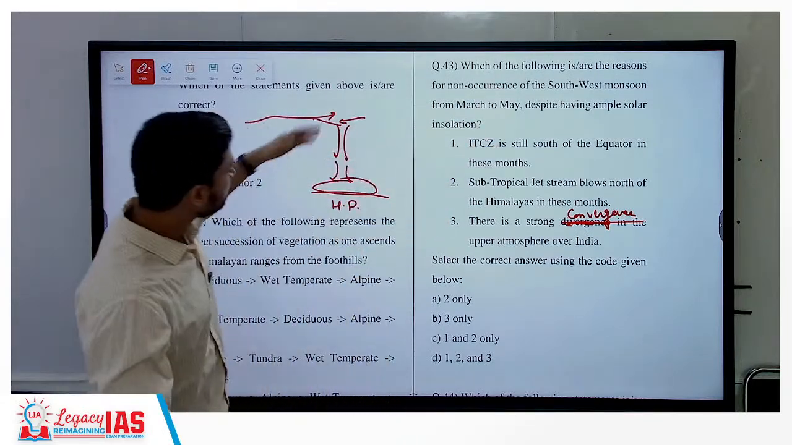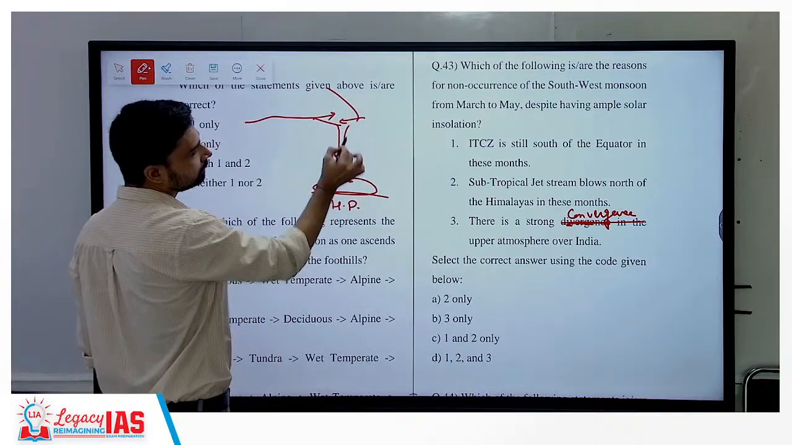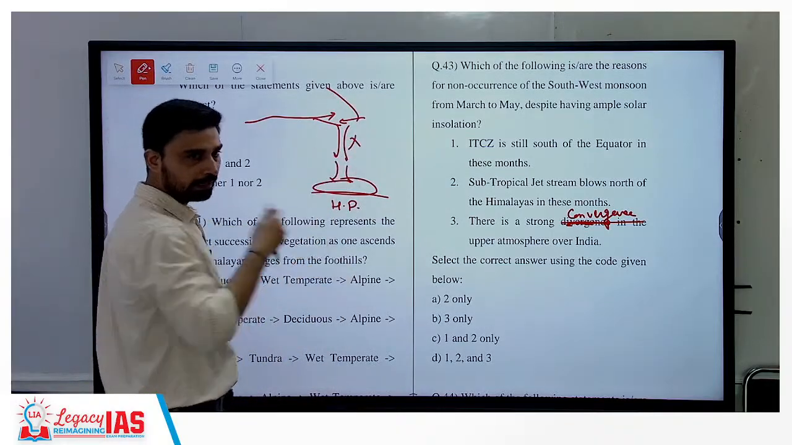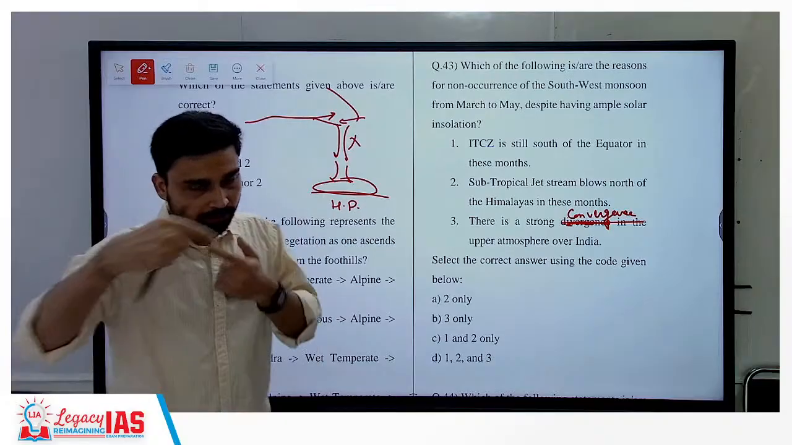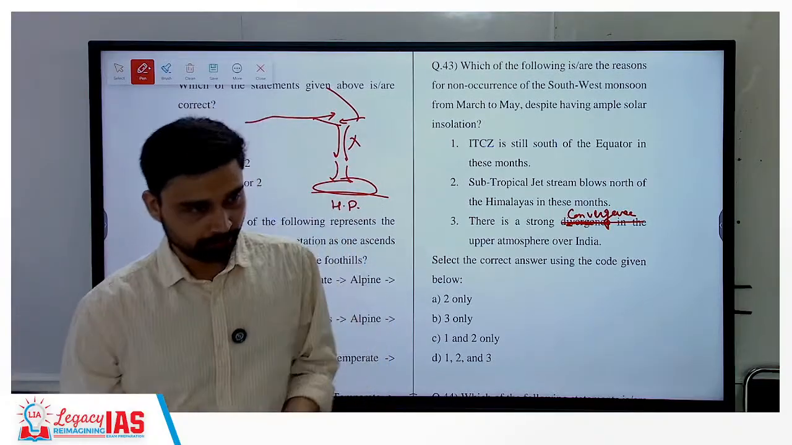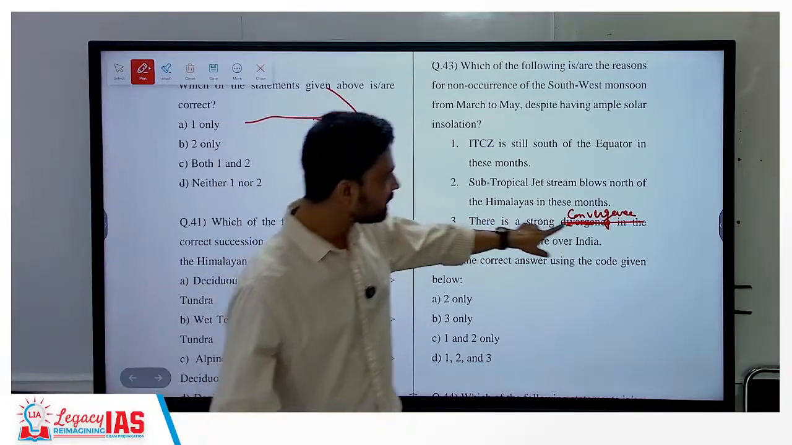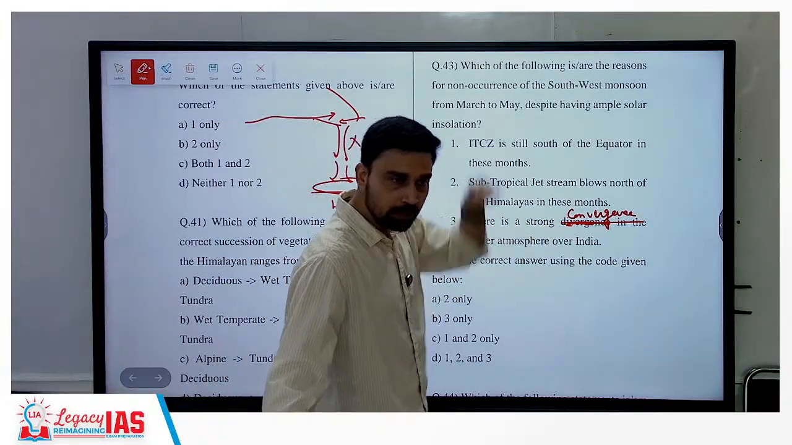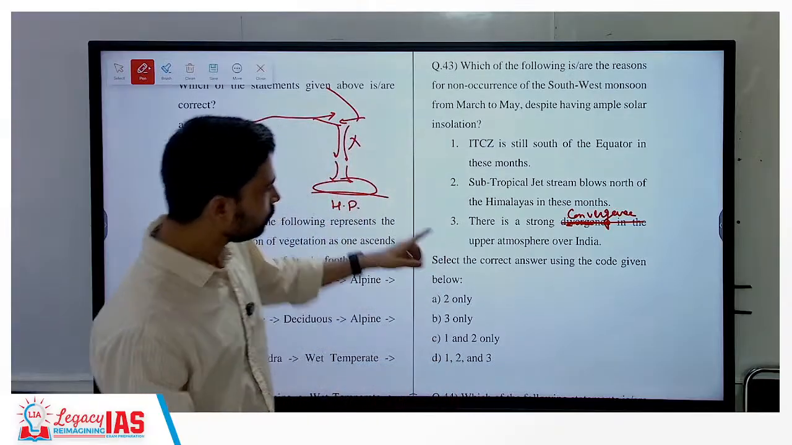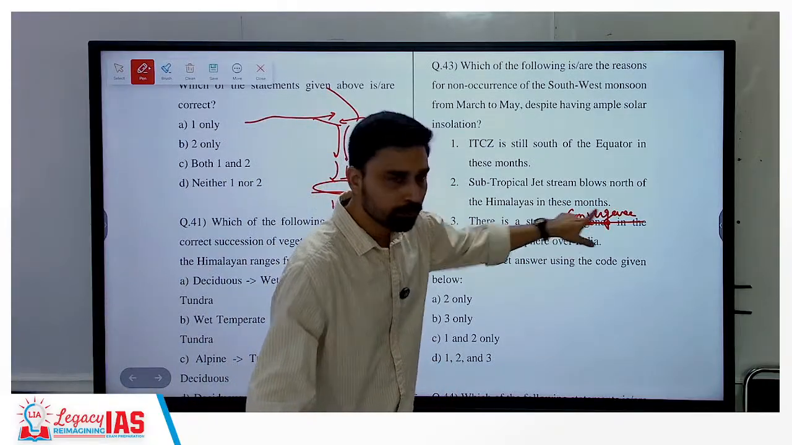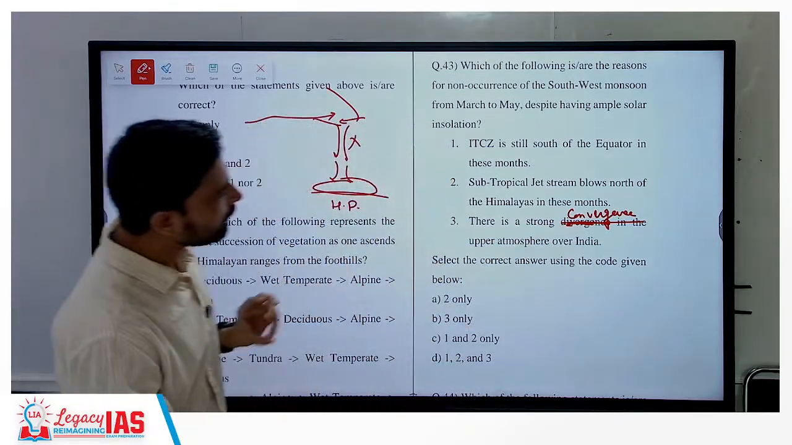When the subtropical westerly jet stream shifts, this convergence stops and divergence begins. If there is a divergence in the upper atmosphere, it will pull up the air. For rainfall, what do you require? Air moving in the upward direction. So divergence will favor rainfall. Convergence will, right? So there is a mistake. There should be strong convergence in the upper atmosphere.